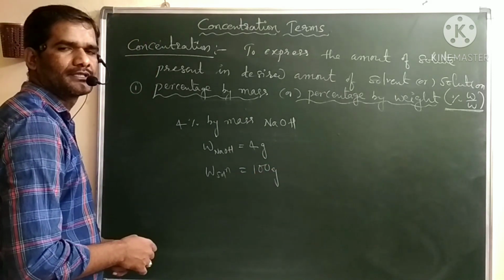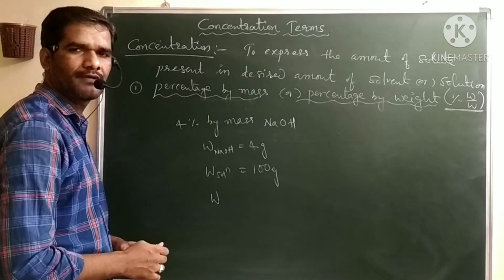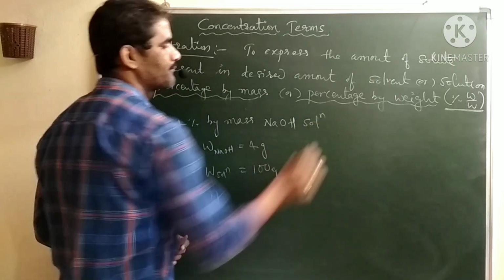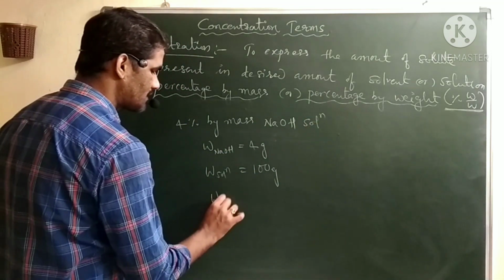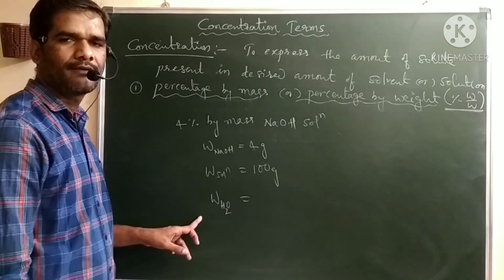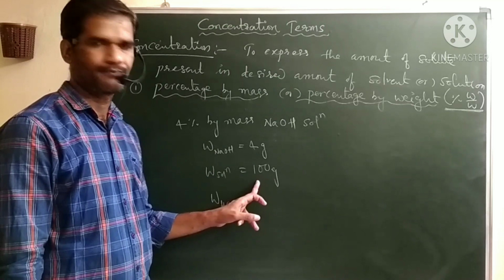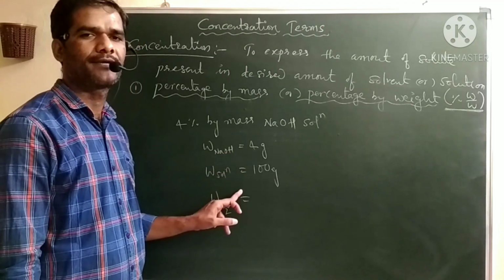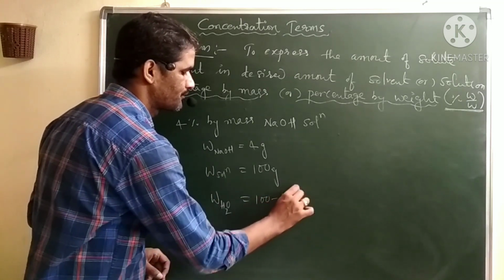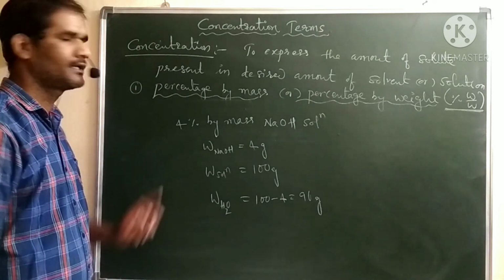If I ask what is the weight of solvent, generally in most cases we assume the solvent as water. Here NaOH is the solute, and we will take water as the solvent. Weight of solute plus weight of solvent is equal to weight of solution. So we have weight of solute and weight of solution. Then solvent is 100 minus 4, that is 96 grams of water.